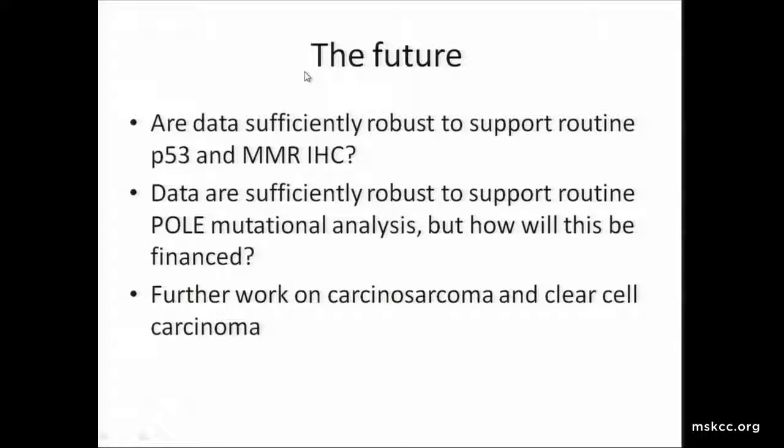So as we look to the future, I think we have to ask ourselves these questions. Are these data sufficiently robust to support routine P53 immunohistochemistry and DNA mismatch repair immunohistochemistry? I'm about at the point where the answer is yes, but always there are issues regarding financing, and this applies equally to, I think, the importance of doing POLE mutational analysis on our patients' material.